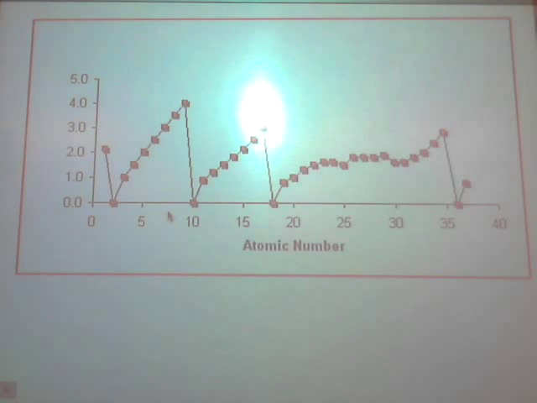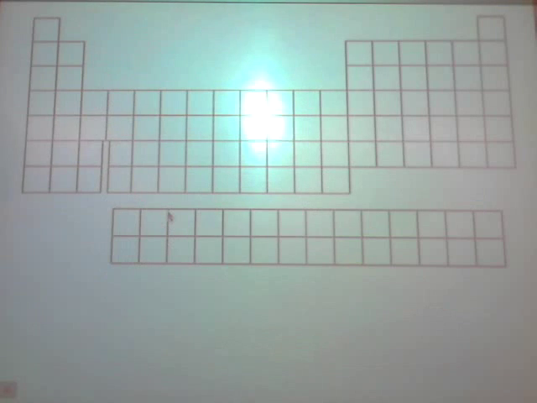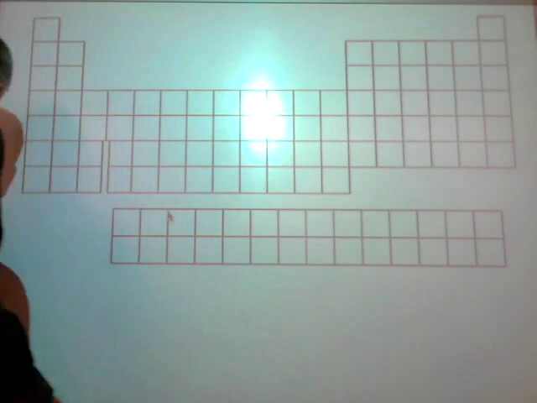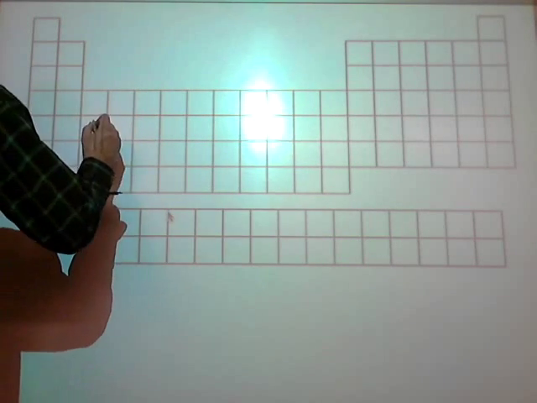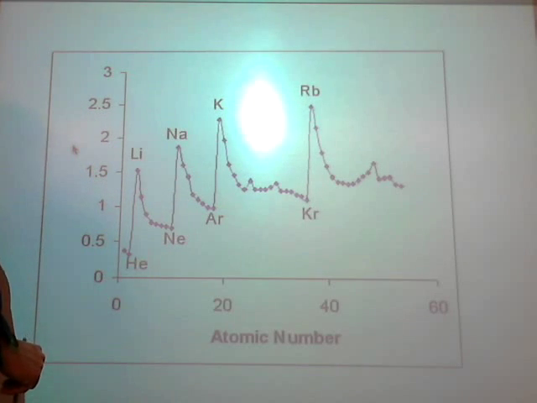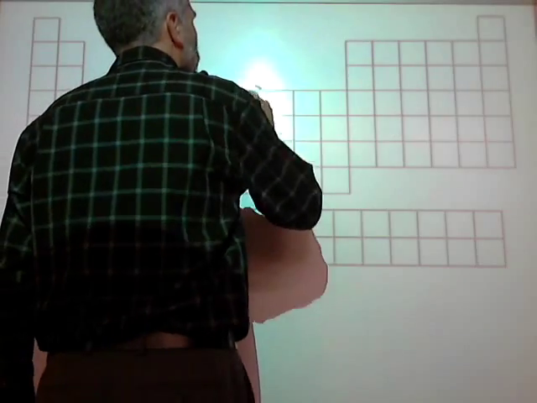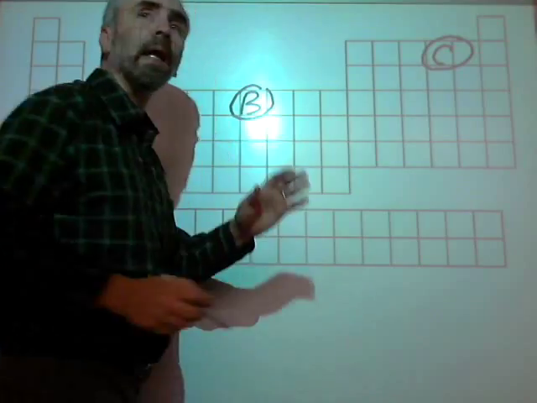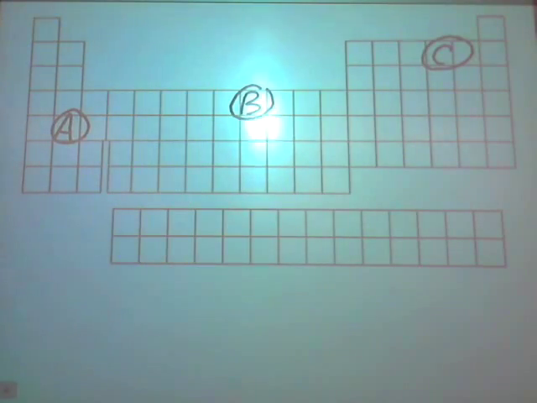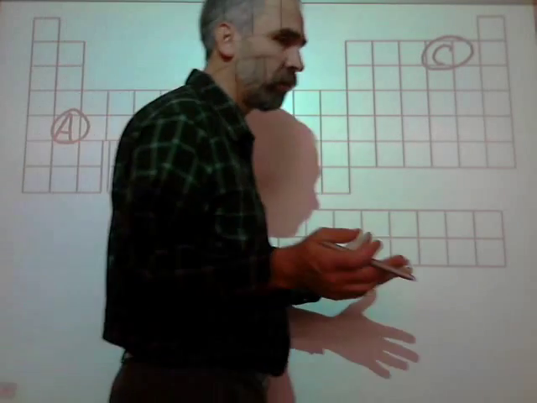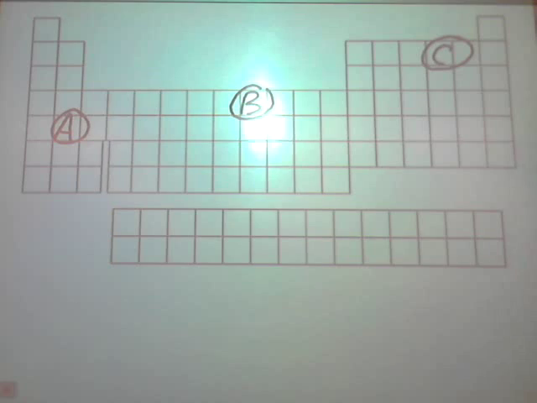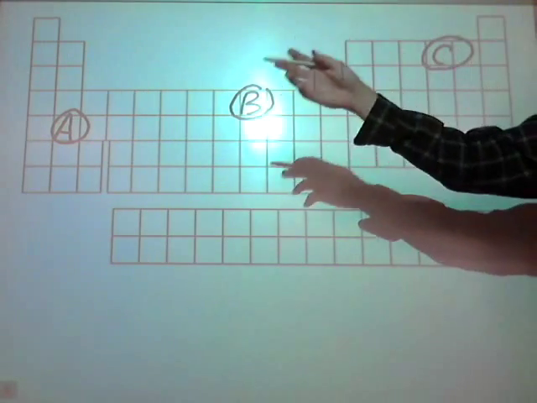All right, also on this test will be questions like, and I want to kind of do this with you real quick. Say I gave you three elements. Let's call them A, B, and C. And I asked you, who has the highest ionization energy? Who do you think? That's the kind of question I'm going to ask on this, too. Who's got the highest ionization energy?